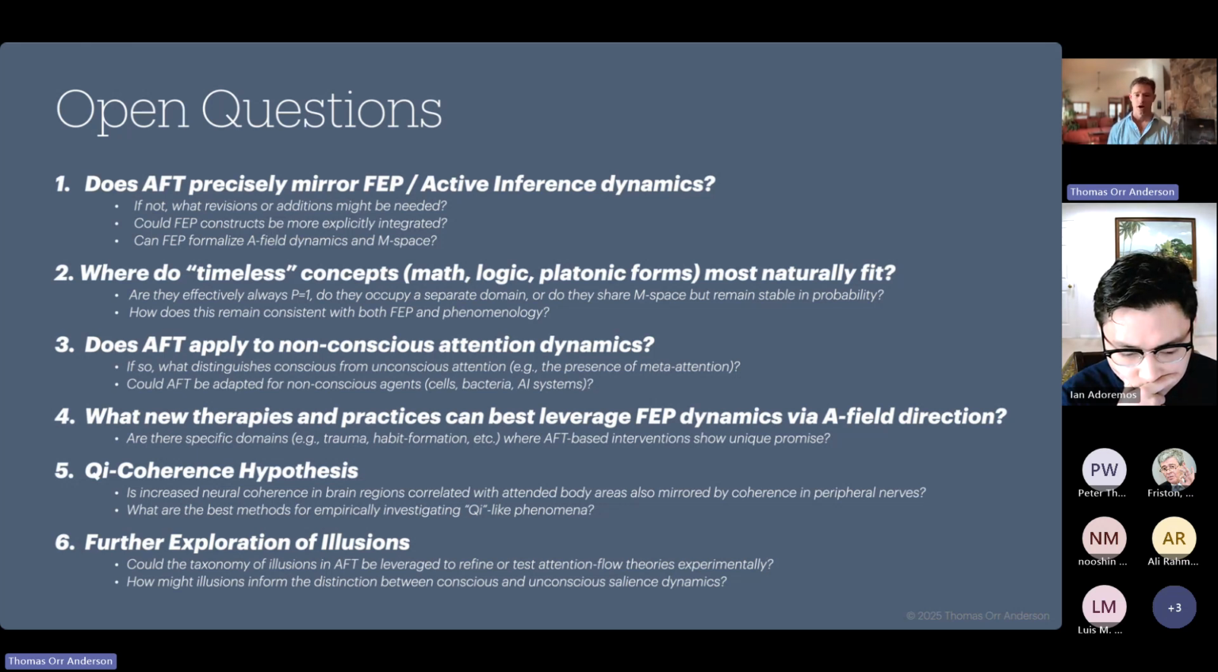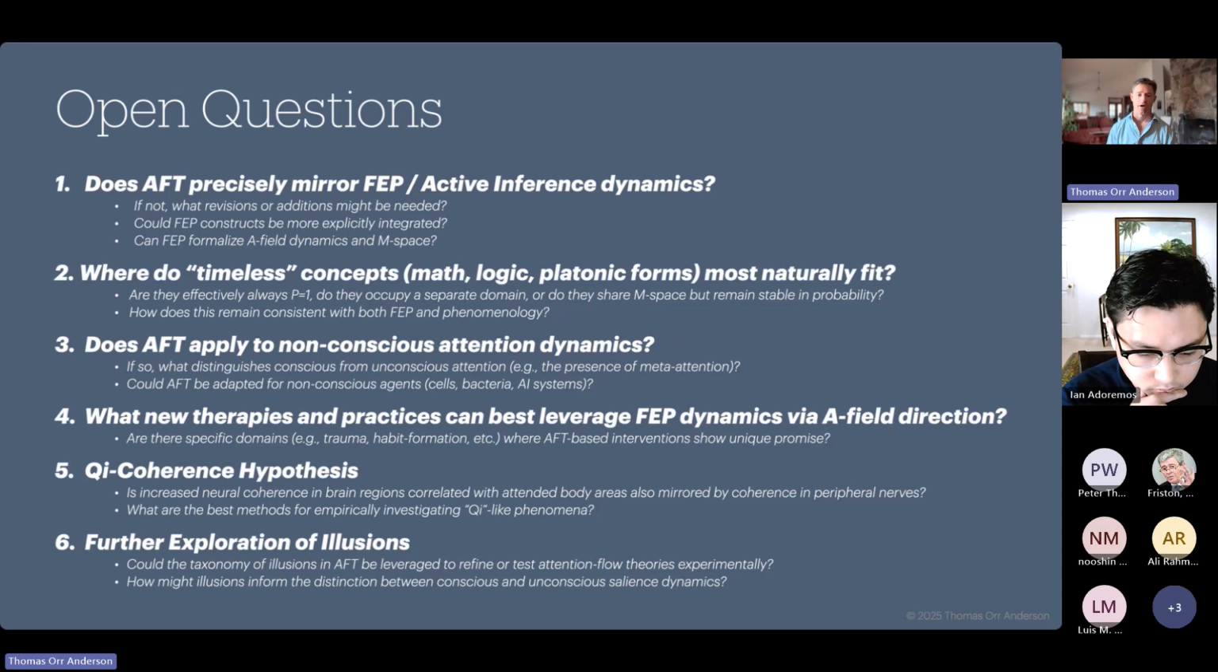Second question: where do timeless concepts, some of you might have already thought of this, math, logic, Platonic forms, and so forth, where do they fit into this framework? Does AFT apply to non-conscious attention dynamics? It seems that as much as it mirrors FEP dynamics, then it would be the case, but that's to be discovered. And what new therapies and practices might best leverage FEP dynamics via attention field direction?